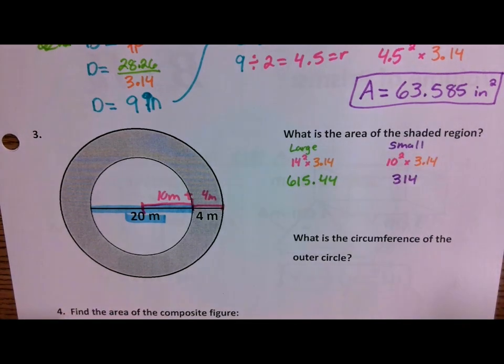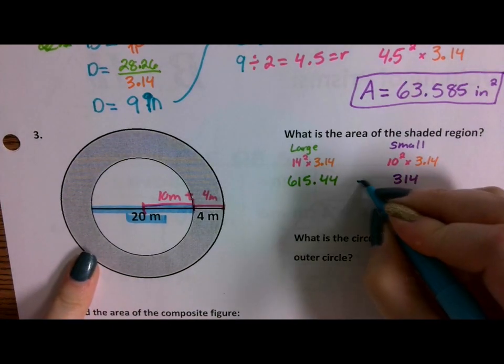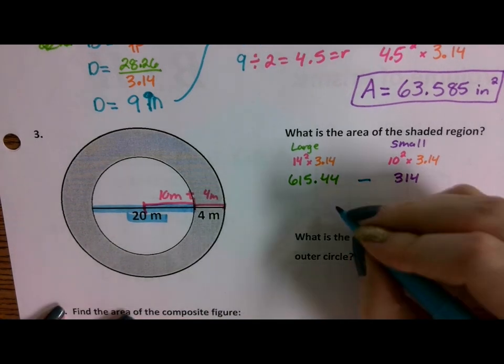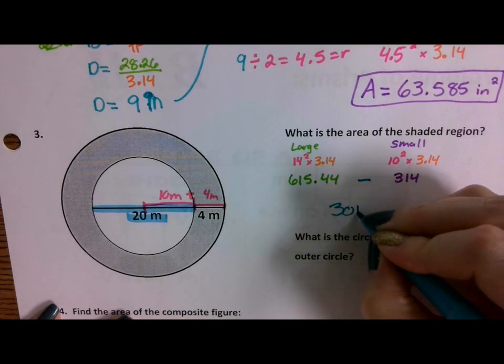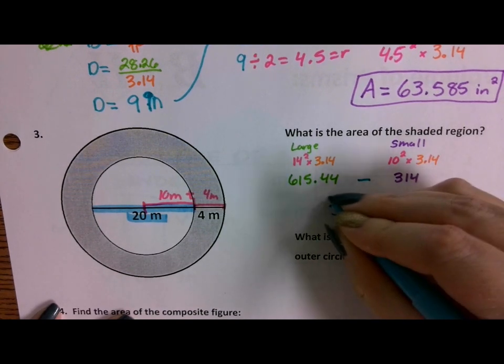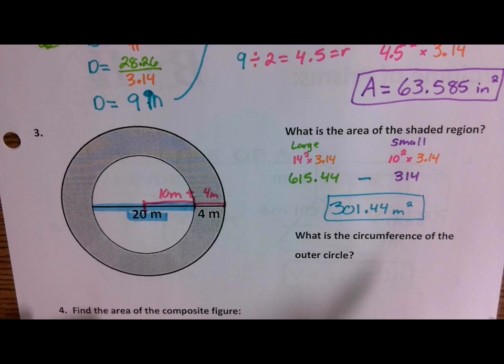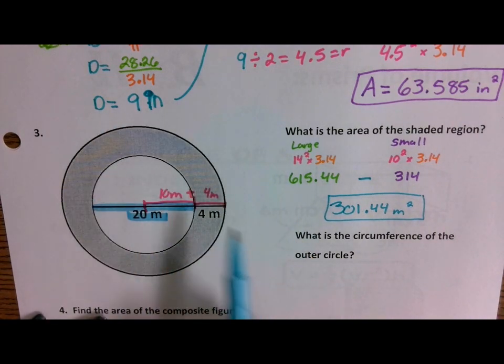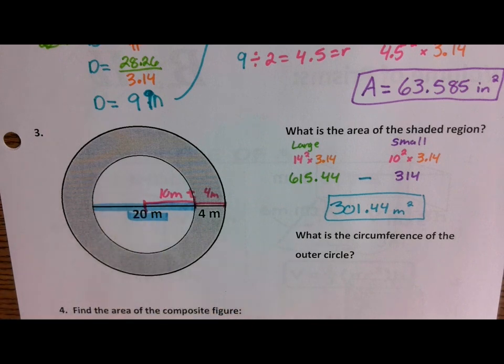And like I said before, we're just going to subtract those two values. We're going to find the difference between those two values, and that's going to give us 301.44, and that's meters squared. Okay, again, you take the area of the whole entire large circle, take the area of the small circle, and subtract them. You're taking it away.